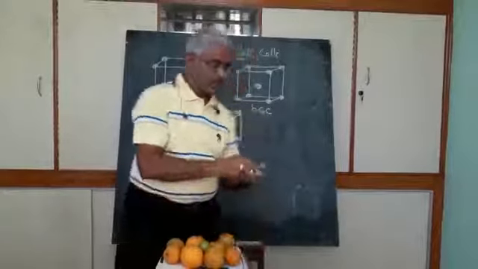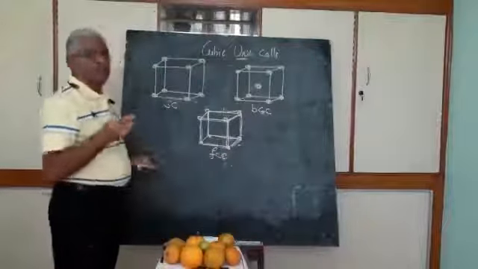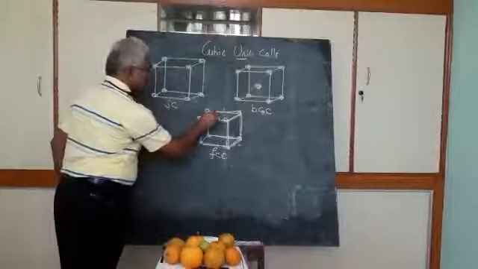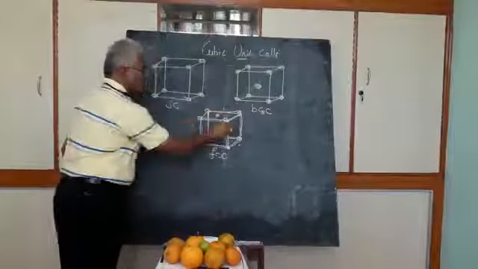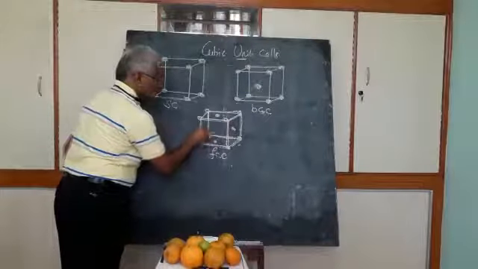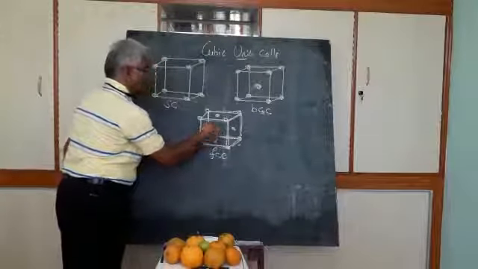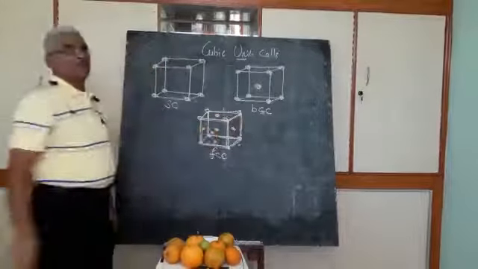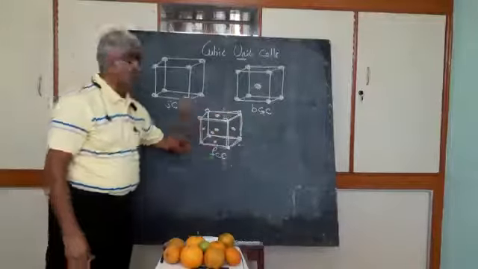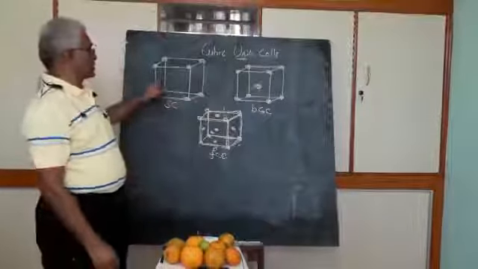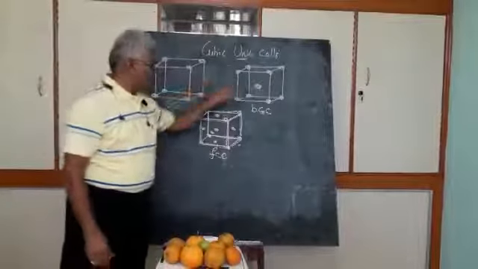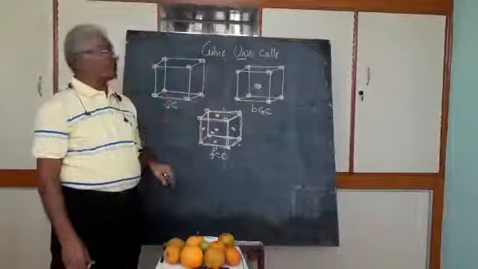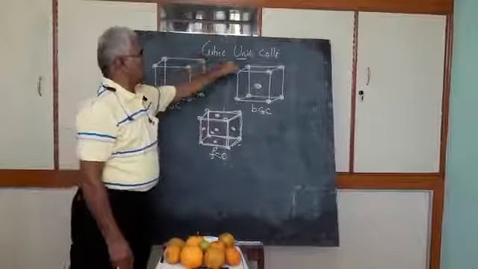So where is the other atom? At the face center. Face center, this is one atom. Face center, second, third, fourth, fifth. This is at the back face. This is at the front face. This is called the face centered cube. So this is primitive. These 2 are non-primitive. These are the 3 cubic unit cells.